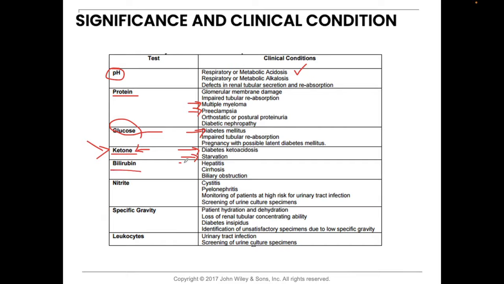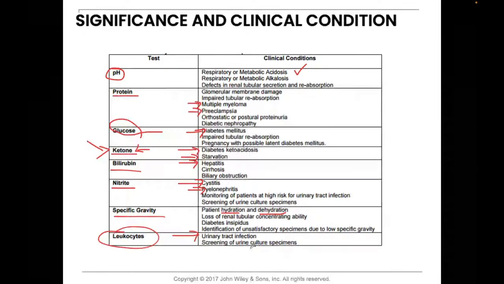If bilirubin shows up, there could be liver issues. If nitrites show up, there could be some cystitis or pyelonephritis. Specific gravity looks at hydration levels or dehydration levels. Leukocytes are a great assessment for urinary tract infections and for screening different types of culture specimens.